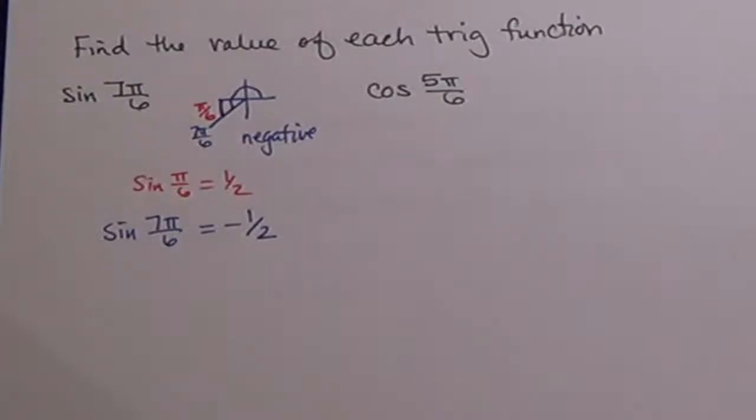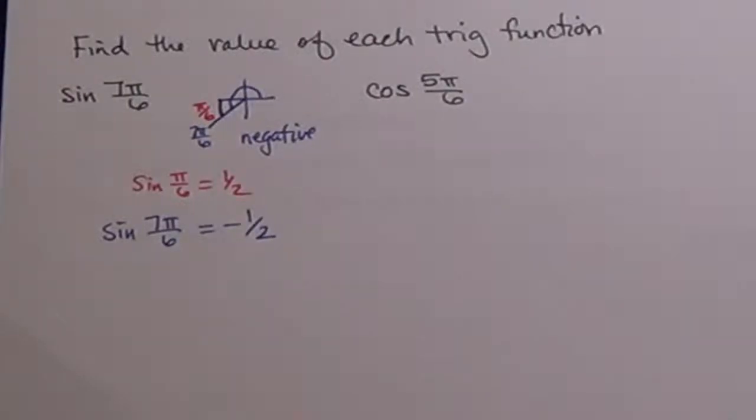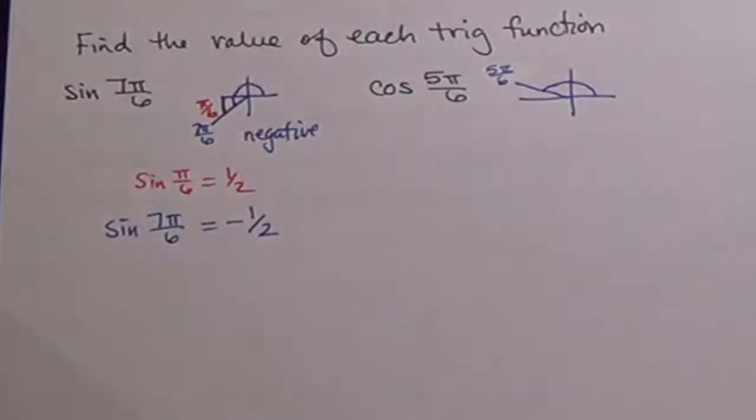We can do the same thing for cosine. So in this case, we're looking at cosine of 5 pi over 6. 5 pi over 6 ends up in the second quadrant.